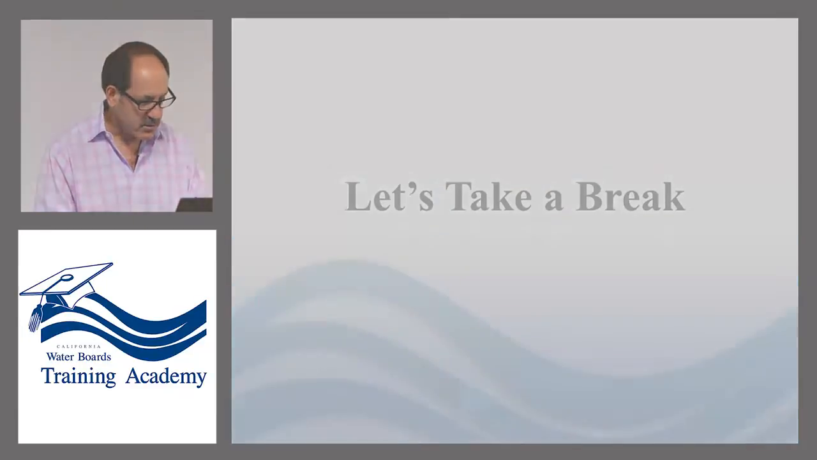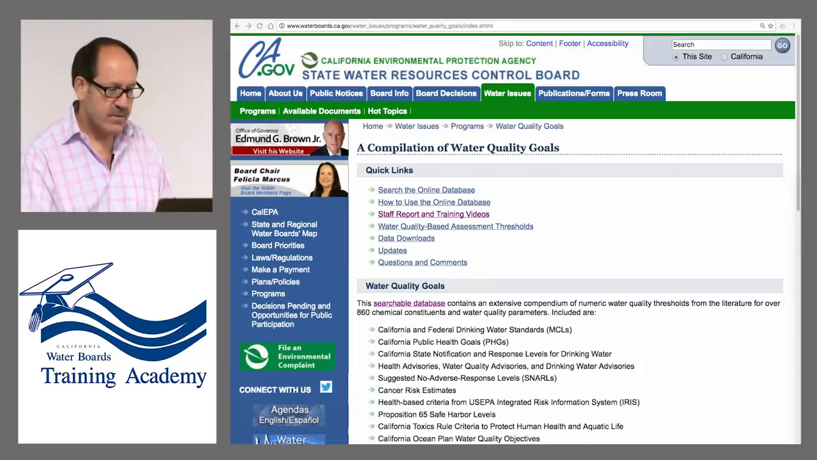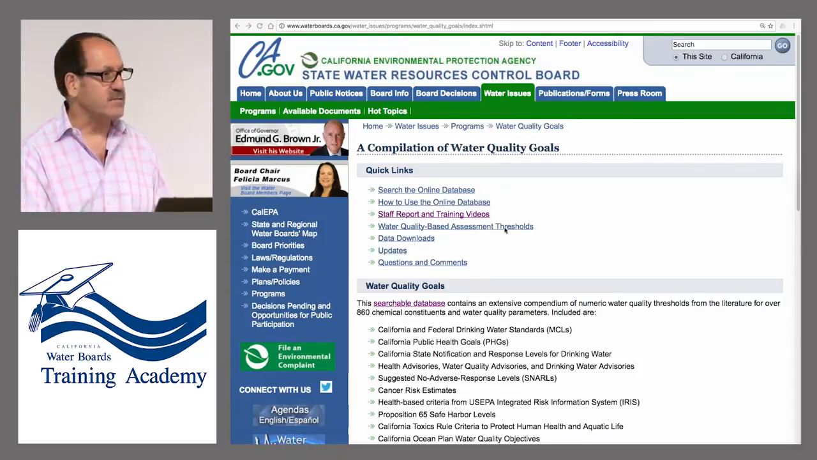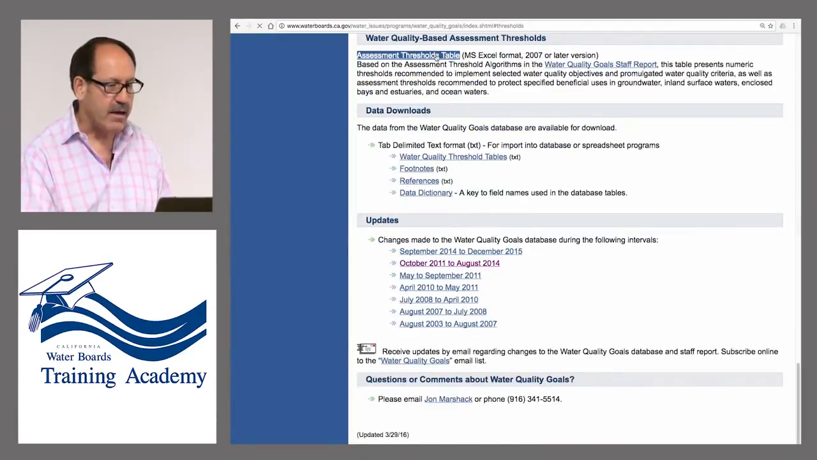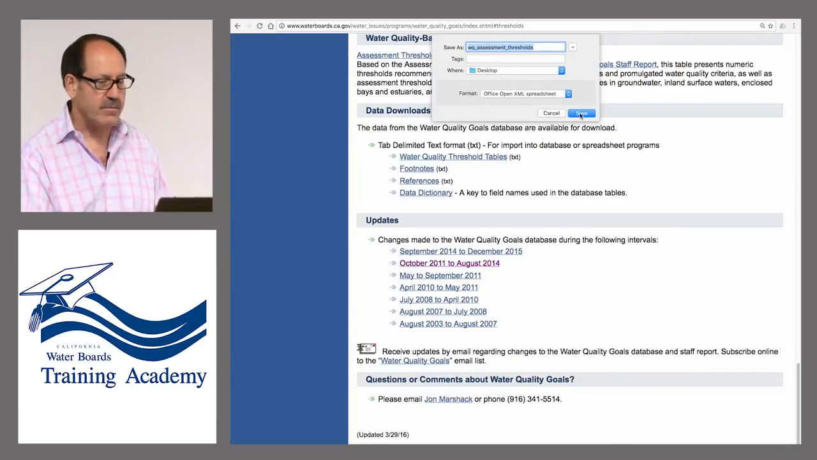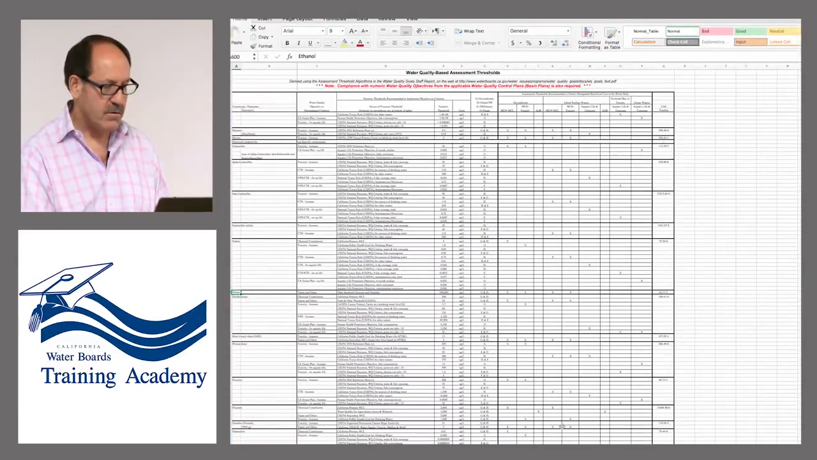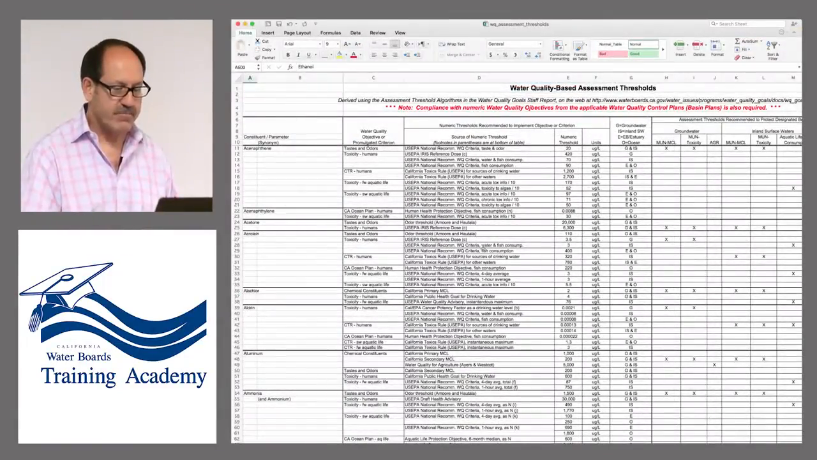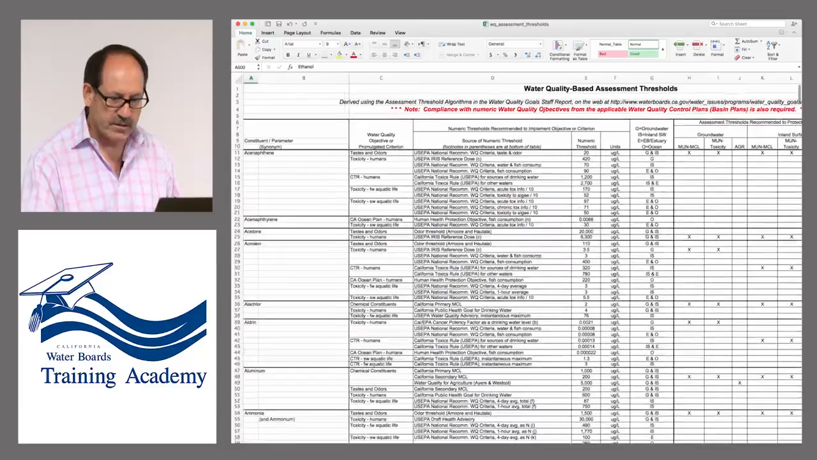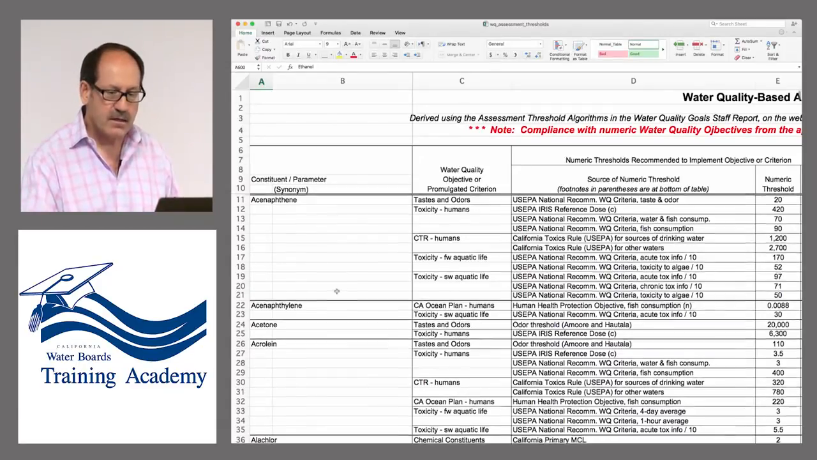So before we take a break, again, you're back on the Water Quality Goals webpage. Water quality-based assessment thresholds. And there it is, assessment thresholds table. So again, it's an Excel spreadsheet. Every browser handles Excel tables a little differently. All right, I'm going to blow this up so you can really see it. Let's go here. And let's go to the top.